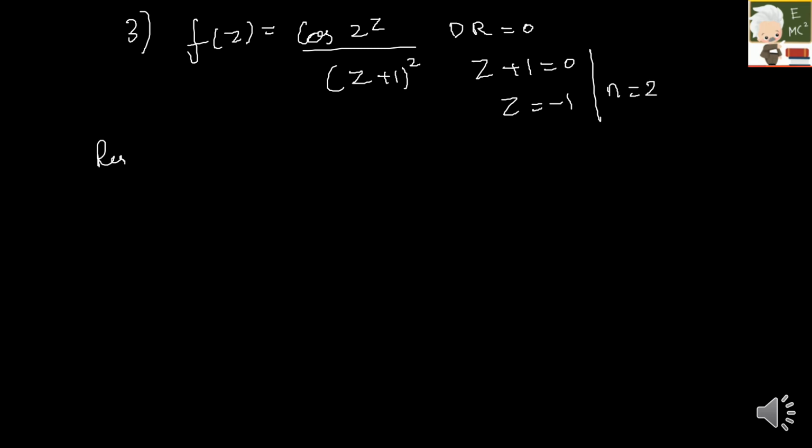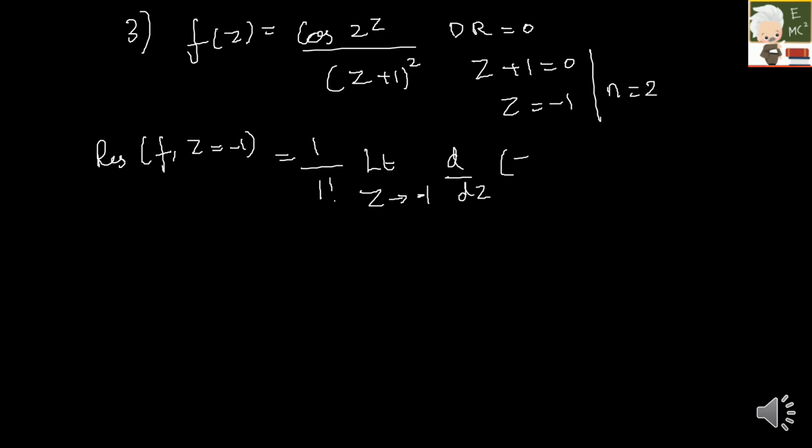So residue of f comma z is equal to minus 1, which would be 1 by 1 factorial, limit z tends to minus 1 into d by dz of, so z minus of minus 1, so (z plus 1) the whole square times f of z. What is my f of z? It is cos 2z divided by (z plus 1) the whole square, right? So which will be limit z tends to minus 1. These two terms will get cancelled.